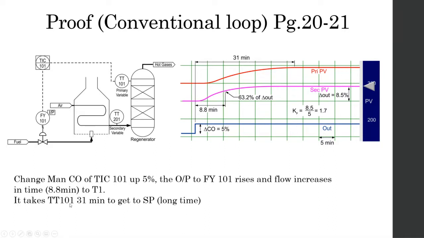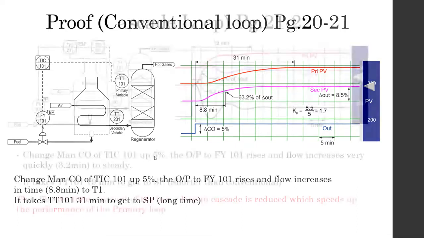It takes the temperature transmitter TT301 way over here, this would be our temperature, 31 minutes to get to set point. So this is a pretty long time. This is a conventional loop. So 8 minutes for the flow to increase and 31 minutes for the temperature to catch up to that change. Pretty slow.